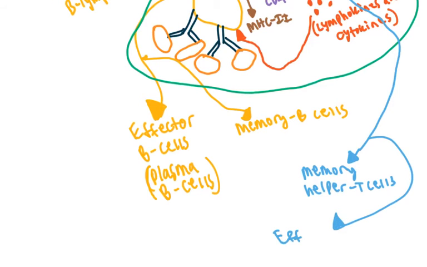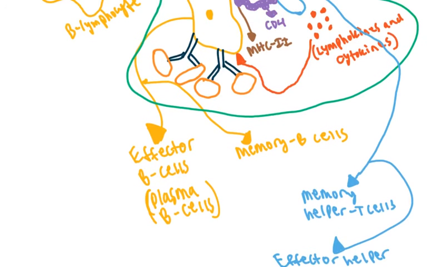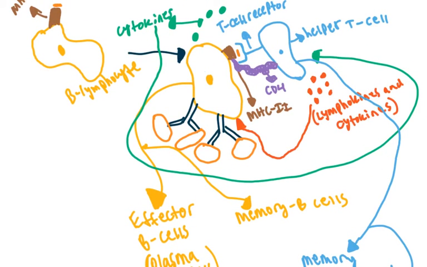And our effector helper T cells. And so these two, right, so our memory helper T cells and our memory B cells will sit out for another time when the same pathogen comes back again. Then we'll actually get rid of this pathogen in a future exposure much faster because of our already made memory helper T cells and our memory B cells. We can activate this process much faster, all right?